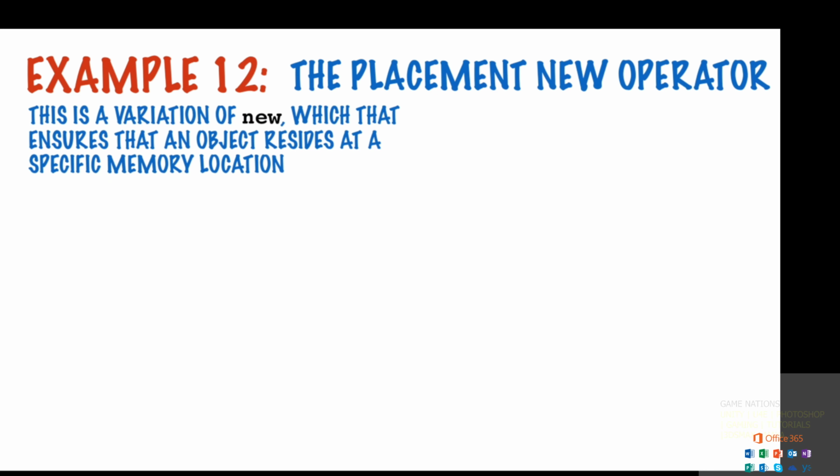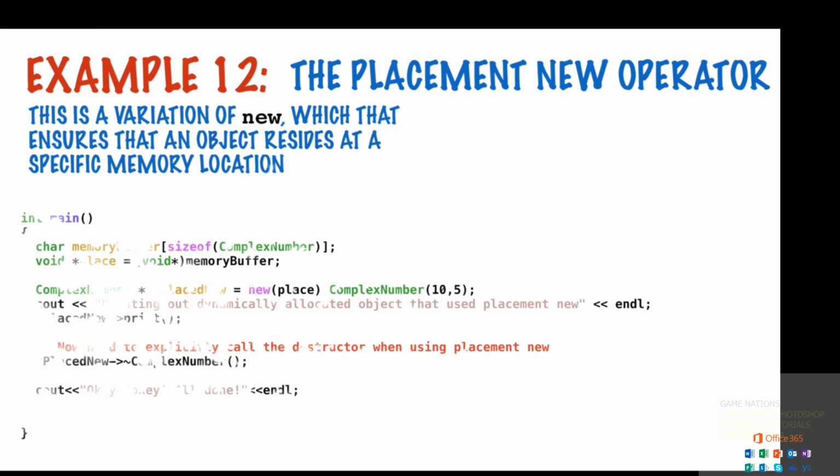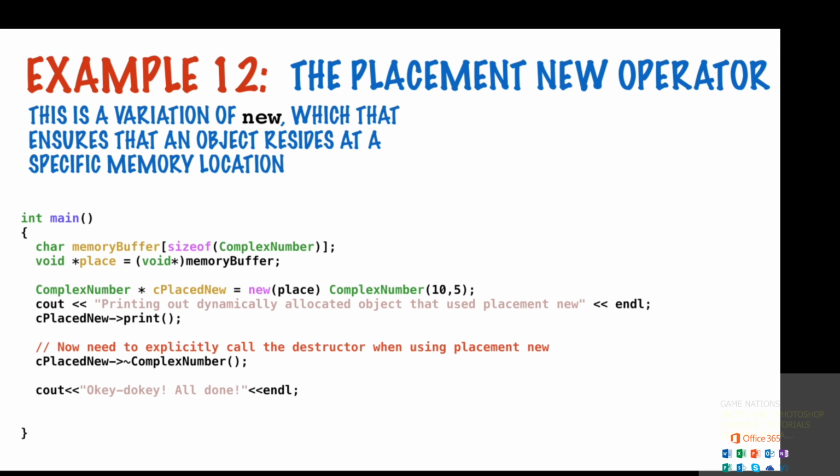Let's see how the placement new operator works with code. Take a look at the code on screen. It's a main method, and here we try to use the placement new operator. Don't worry, there's a lot going on here, but we'll be stepping through this code line by line and discussing what exactly each line does.